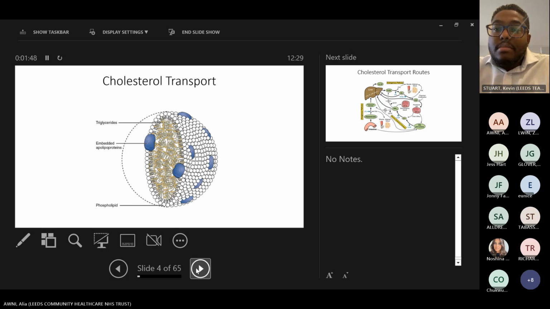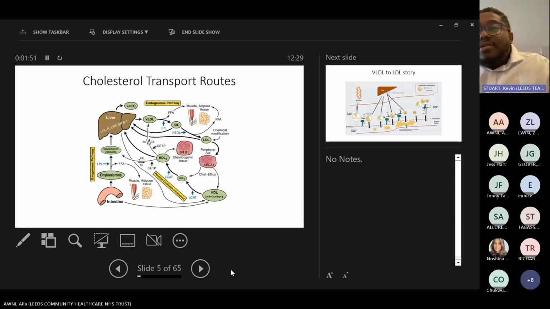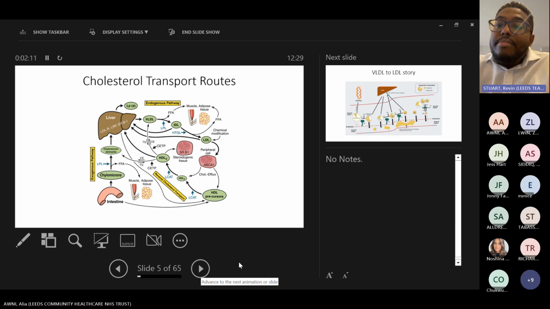As we've got the transport vehicle, it has to follow some transport route. And as you can see, there are three main routes. There's the exogenous route, the endogenous route, and the reverse cholesterol transport route. Now, the exogenous route is where we get cholesterol from our food. And it's interesting to note that only animal protein and animal fats have cholesterol. Plants have sterols, and it's not really in this system.